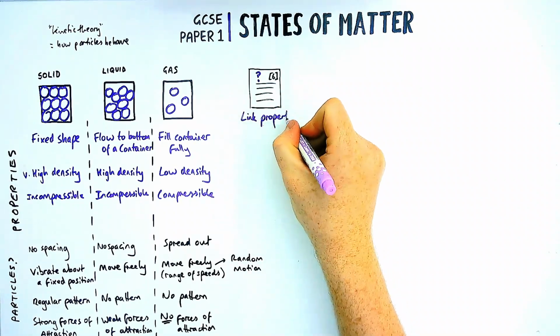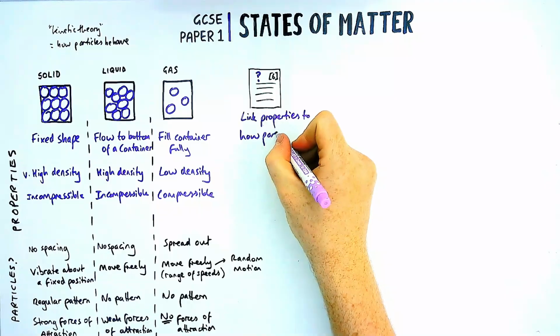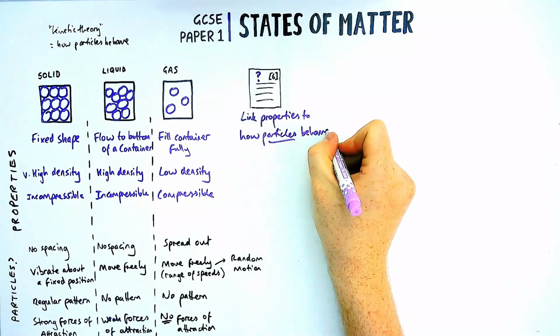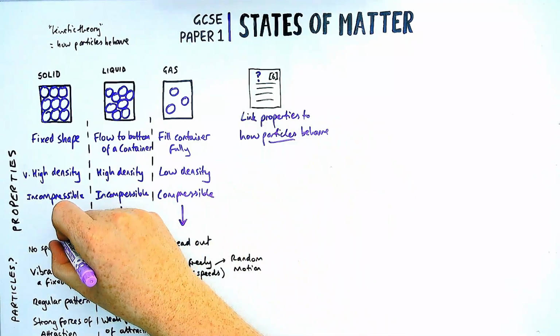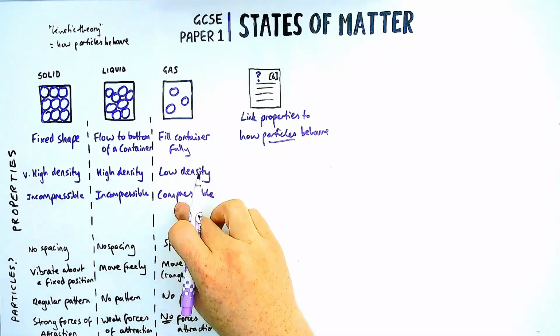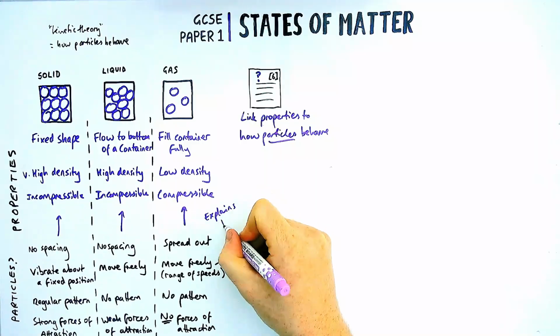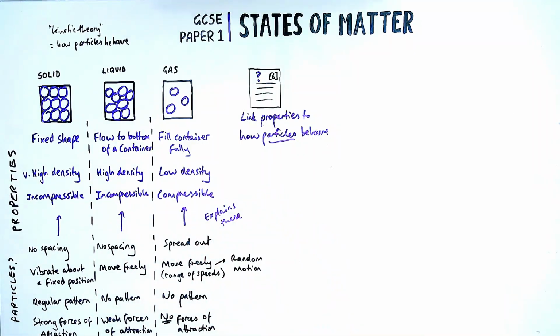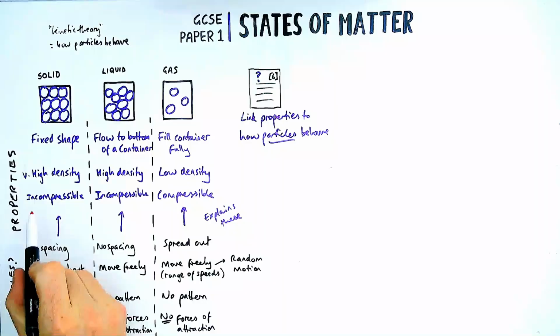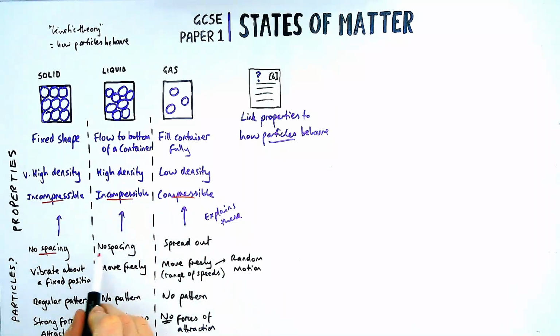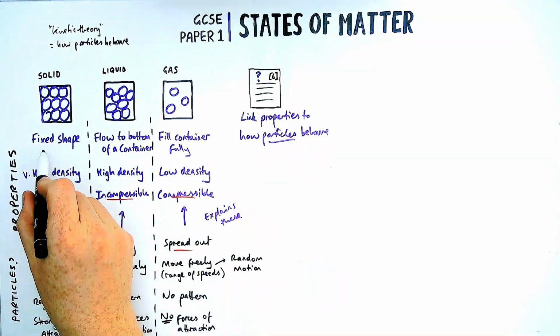So in a 6-mark question, quite often they will ask you to link the properties to the kinetic theory or how the particles behave. So we're going to have a look now at how these different features about the particles in each state of matter help explain their properties. So the first one I'm going to look at is its compressibility. Solids and liquids are incompressible because there's no space between the particles, whereas gases are compressible because there is space between the particles, or they are spread out.